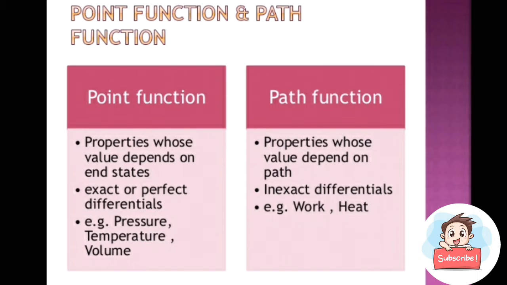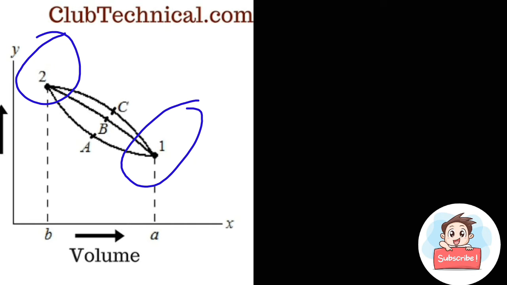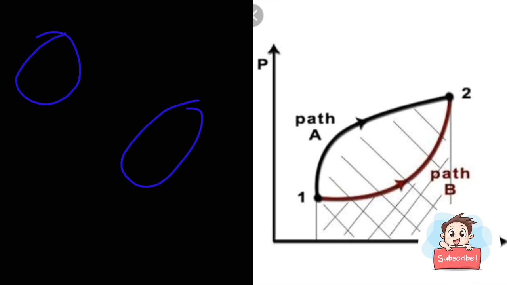With the help of graphical representation, it is easy to understand point and path functions. Let's see some graphical representation of this concept. This diagram indicates the point function. We consider two coordinates: the y-axis and the x-axis. On the y-axis we consider pressure, and on the x-axis we consider volume. With the help of these two states, we can easily define the point function, because for a point function it is mandatory to know the two end states.